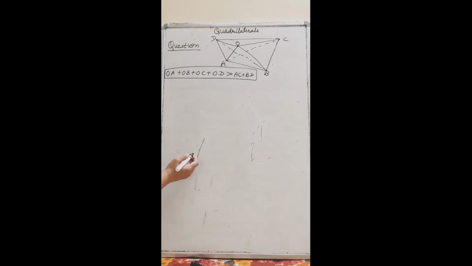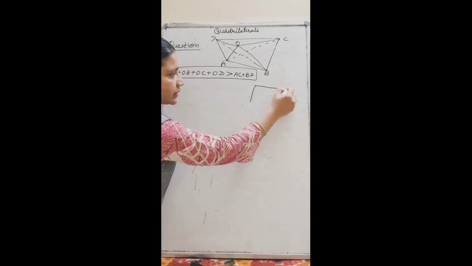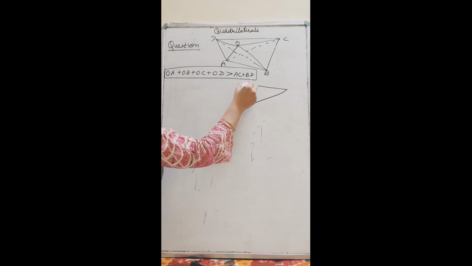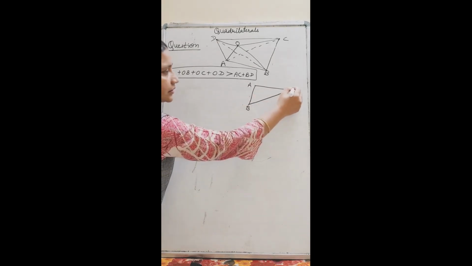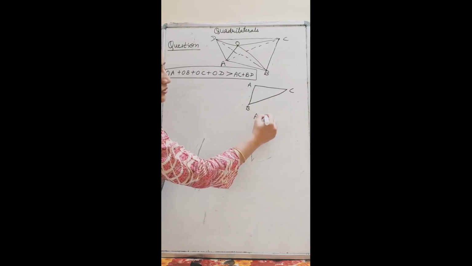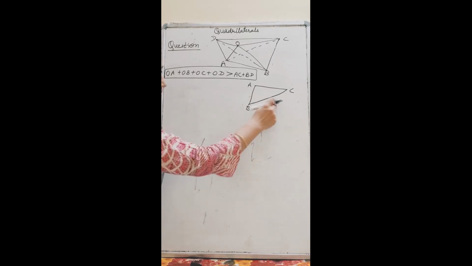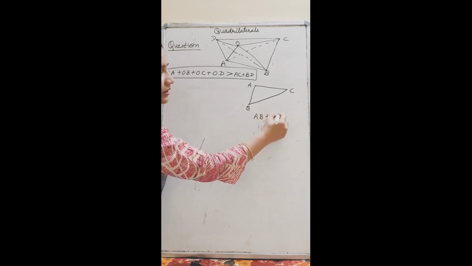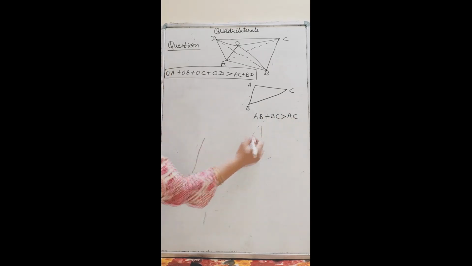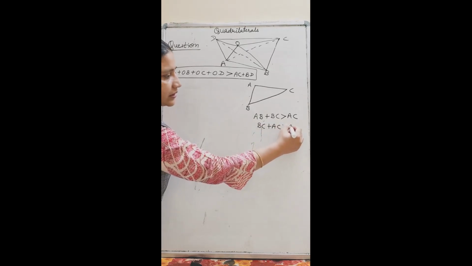We have learned one property in our previous classes, and the property is: in a triangle, the sum of two sides is always greater than the third side. Here there is a triangle ABC and the sum of two sides. So we will take any two sides of the triangle. I am taking here AB and BC. So AB plus BC is greater than the third side, that is AC. Similarly, we can take the other pair like BC and AC. The sum is greater than AB.